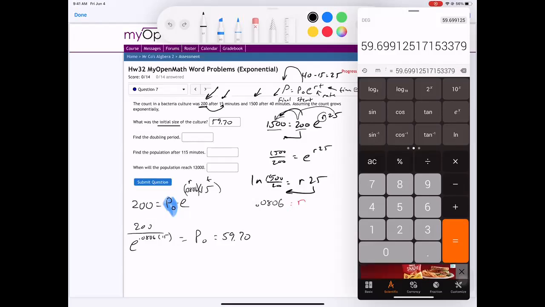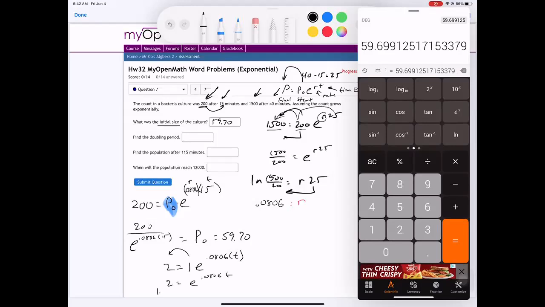How do I double? So you can start off at any population. You can say what happens from 1 to 2. How long does it take me to get from 1 to 2, at a rate of 0.0806? So how long would it take me to double it? Okay, so 2 is equal to e to the 0.0806 t. How do I solve for t?